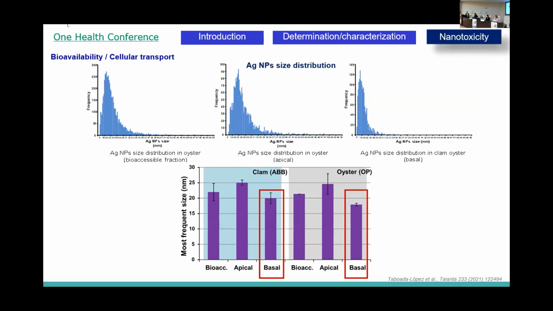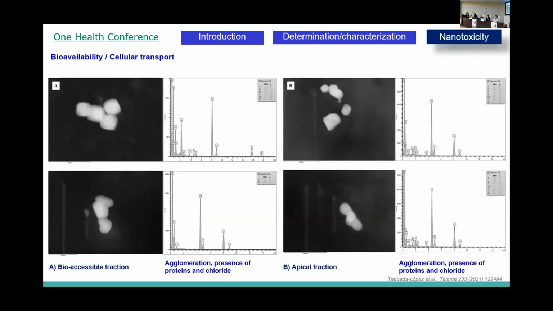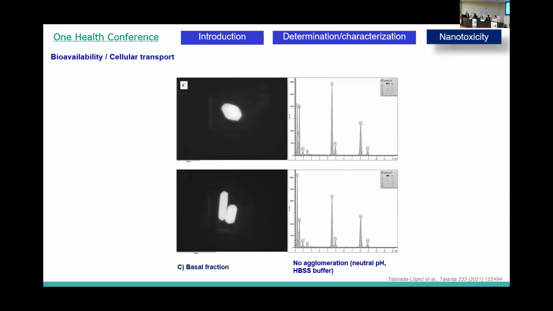And again, in this case, we obtain that the agglomeration and dispersion phenomena are quite important. You can see here that in the case of the bioaccessible fraction and also in the apical fraction, there is more or less agglomeration. However, in the case of the basal fraction, there are more dispersed nanoparticles.